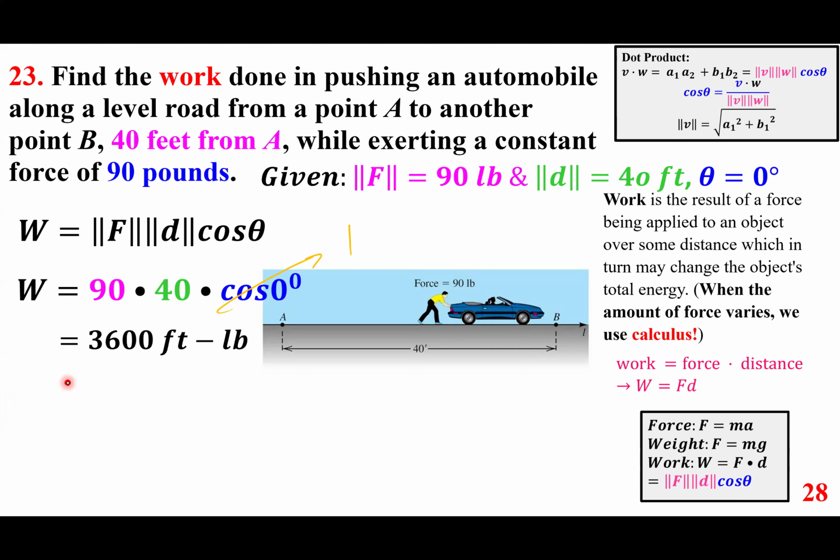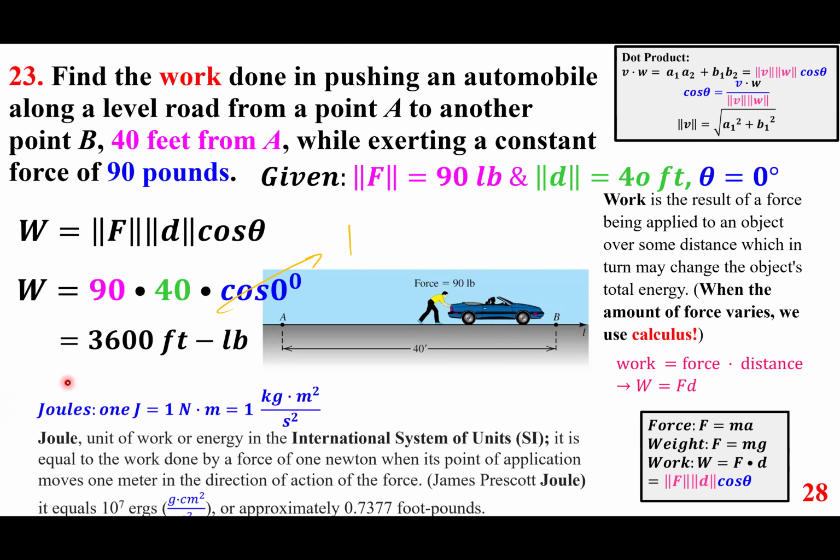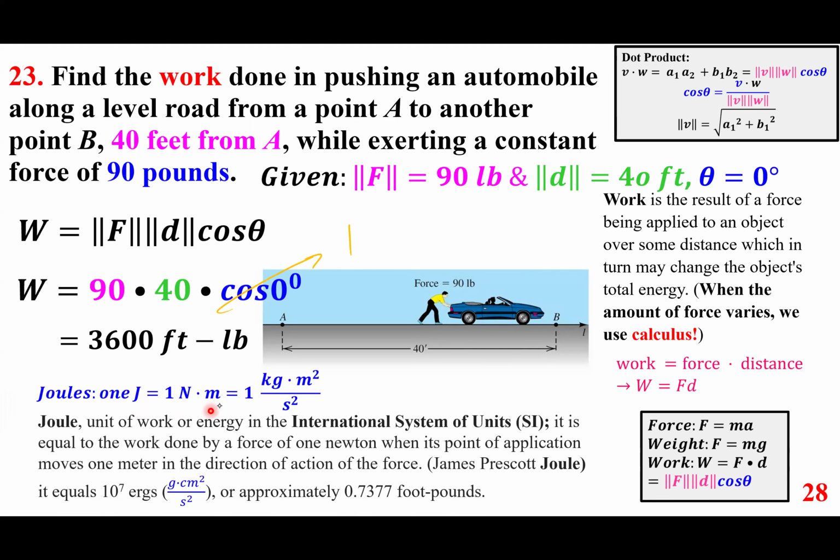So remind you of the following. 1 joule is 1 Newton times meter, 1 kilogram meter squared over second squared. Joule, unit of work or energy in the International System of Units, we say SI. It is equal to the work done by a force of 1 Newton when its point of application moves 1 meter in the direction of action of the force. James Prescott Joule, in honor of his work, they called it joules.